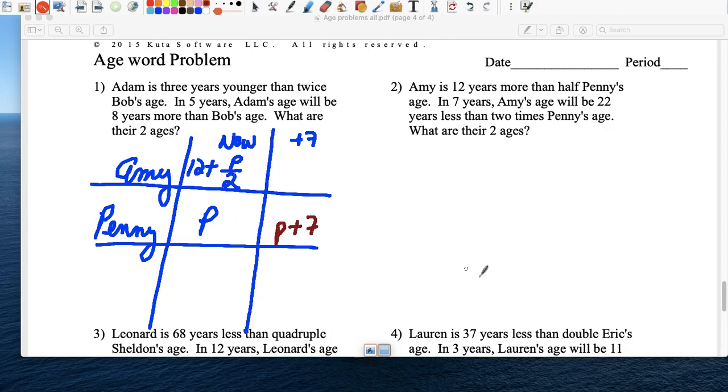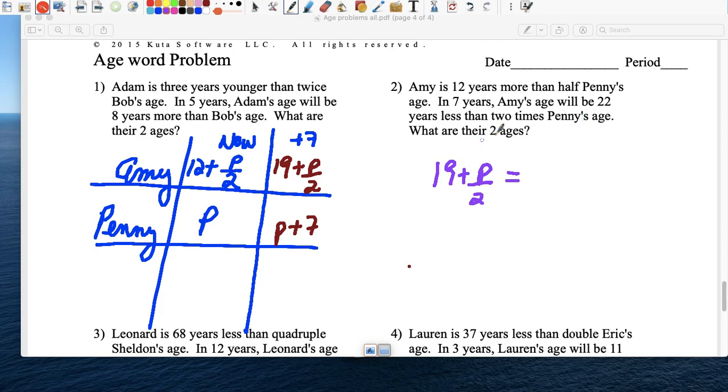Amy is going to be, and I'll do it here on the side, 12. That's our age right now. And then let's add 7 to that. We can combine the 12 and 7 and just call it 19 plus P over 2. There we go. Now we know both of their ages 7 years from now. Let's use those to set up the equation. So in 7 years, Amy's age, 19 plus P over 2, will be 22 years less than twice Penny's age.